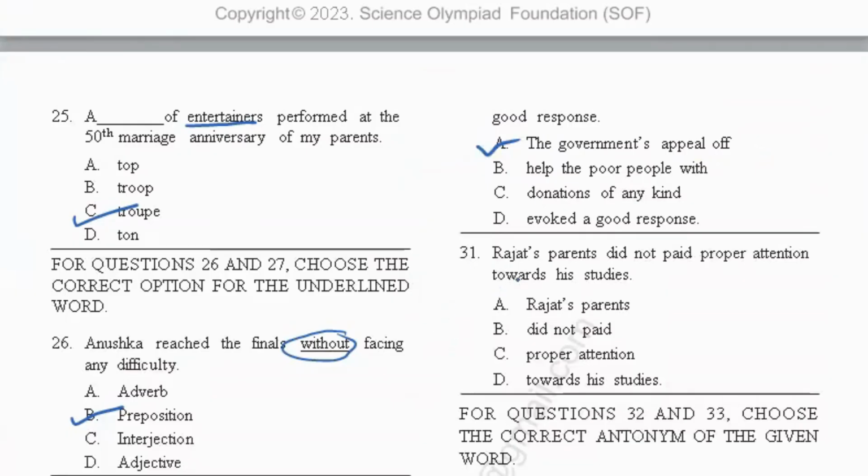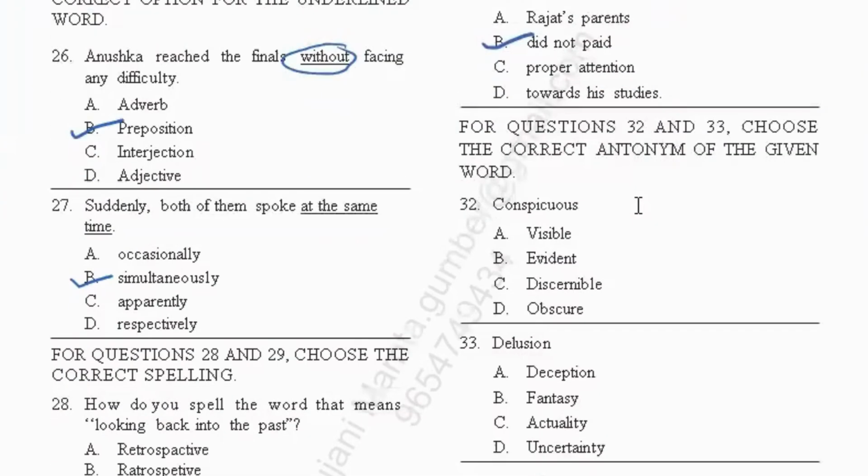Next, Rajat's parents did not paid proper attention towards his studies. Remember students, when you are using the auxiliary did, it should be followed with the base form of the verb. It should not be paid, it should be pay. Rajat's parents did not pay proper attention towards his studies. So it's option B, which has the error. Now let's go to the next question.